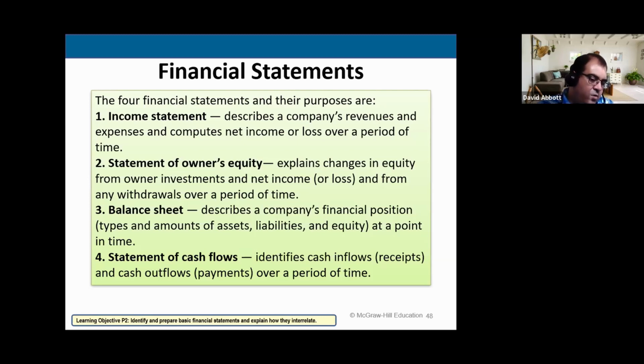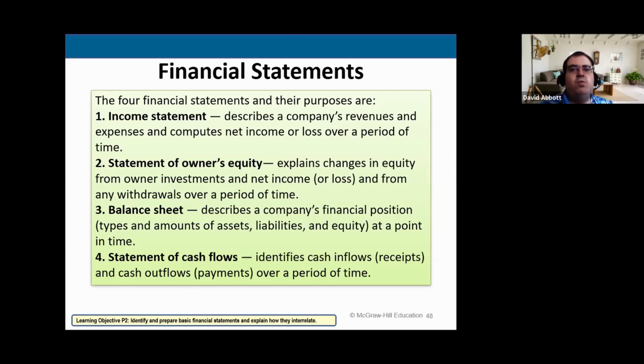And the statement of owner's equity explains changes in equity from owner investments, net income or loss, and any owner's withdrawals during the period of time. And the balance sheet describes the company's financial position, the types and amounts of assets, liabilities, and equity at any present time.